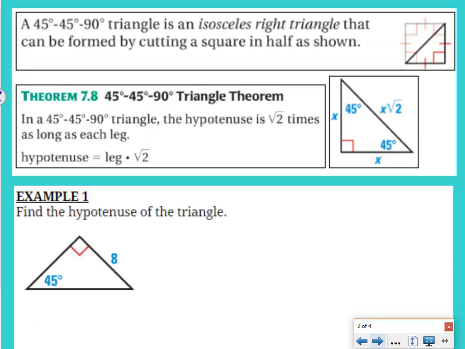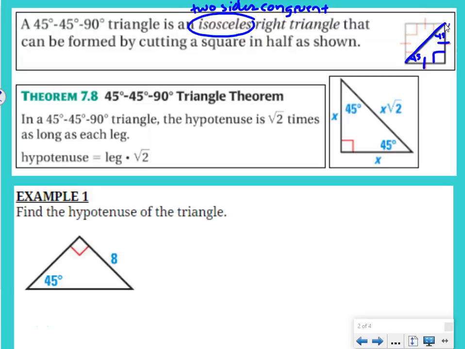So if you look here, the square is cut in half. Square, all the side lengths are the same. And isosceles means that they have to have two sides congruent. And then 90 degrees, cut a 90 degree angle in half, you get 45 degrees and 45 degrees.